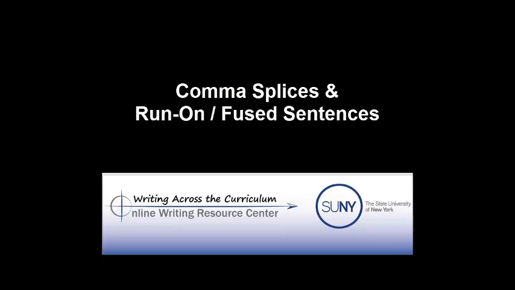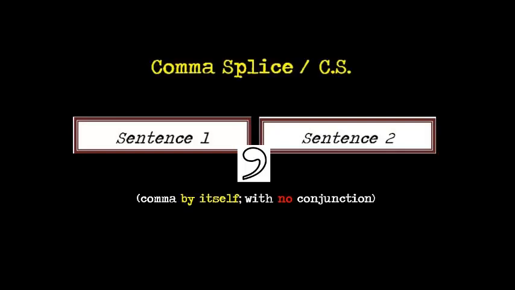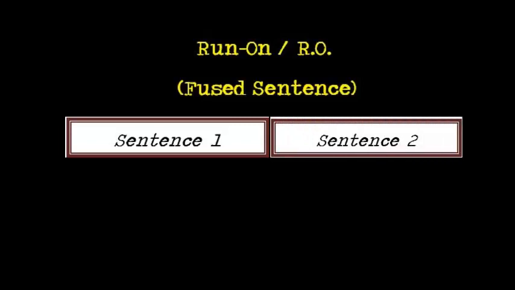Welcome to this discussion of comma splices and run-on sentences. What is a comma splice? A comma splice occurs when two sentences are separated only by a comma instead of by a period or a semicolon. And what is a run-on sentence? A run-on sentence is when there is no mark of punctuation separating two complete sentences.